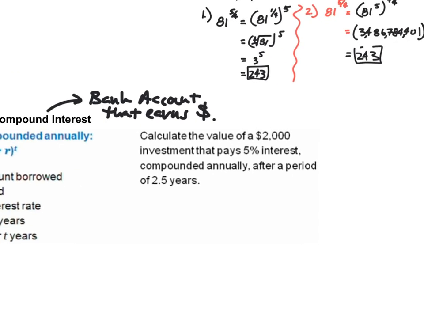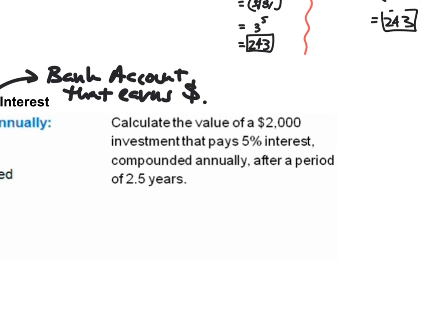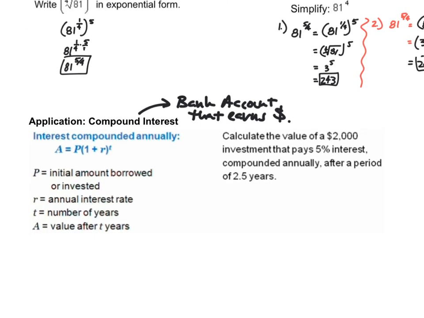So what you have here is this problem where it says calculate the value of a $2,000 investment that pays 5% interest compounded annually after a period of 2.5 years. Okay, so let's say today I go into the bank and I put $2,000 into a bank account, and I'm going to watch it grow for a period of 2.5 years, okay? So, let's list out what we have, okay?